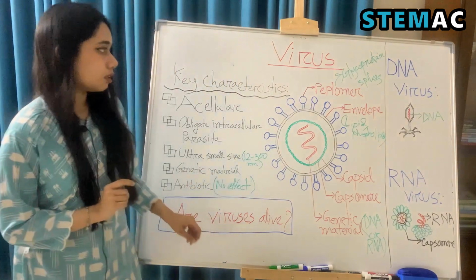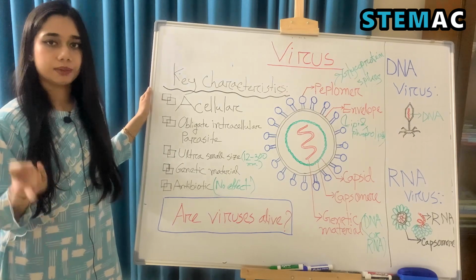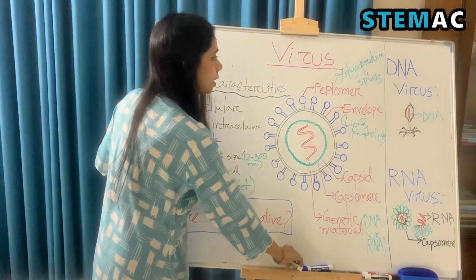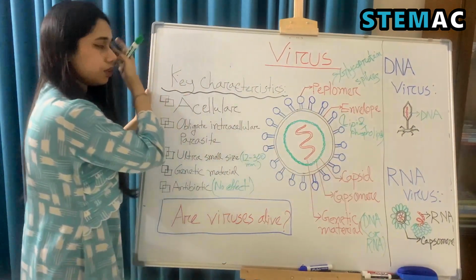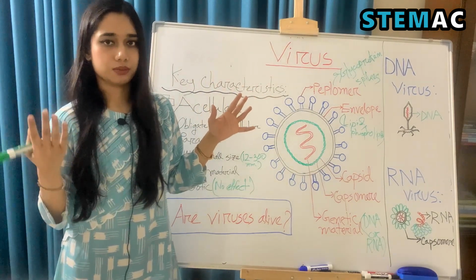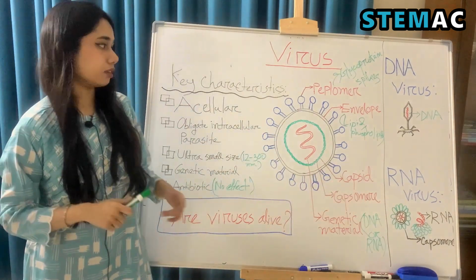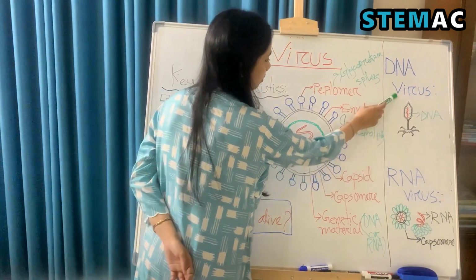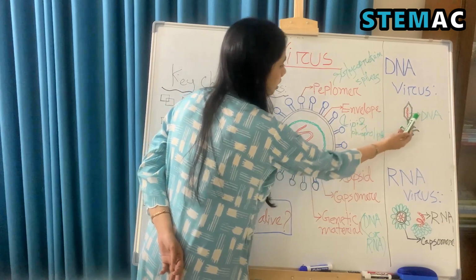And viruses can also be classified into two types based on the genetic material they have. So here we have DNA virus and RNA virus. You can already tell from the name that DNA viruses will obviously have DNA, and RNA viruses have RNA as the genetic material. So here is a picture of a DNA virus, and inside, the genetic material of this virus is DNA.